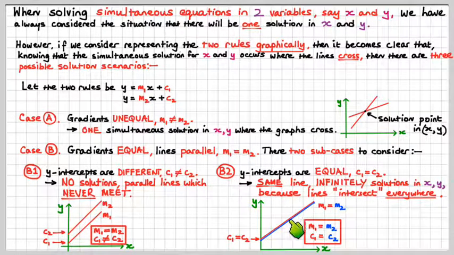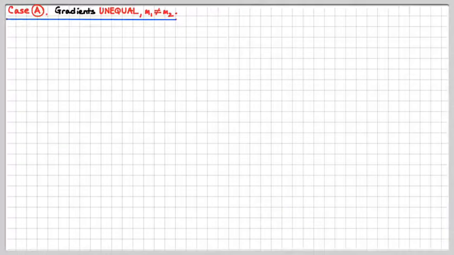So there you are, look. There is m1 equals m2. I've tried to do them as a red and a blue line for you. And c1 equals c2, they have the same y-intercept, therefore they're the same line. So yes, they intersect with each other everywhere. There's infinitely many solutions. So these are the two subcases of case B, where the gradients are equal, which we're going to consider in some depth as we go through this video.